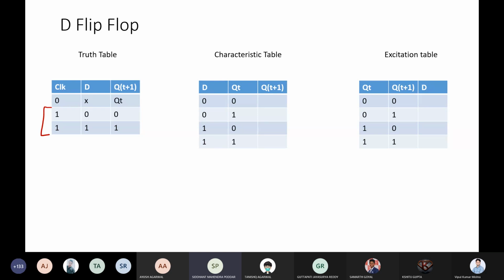Sir, 0011 and 0101. So 0011, right? Yes, sir. And what about here? 0101. Right. Now, once you see this table, can you directly form what should be the function for this? Qt plus 1 is equal to.